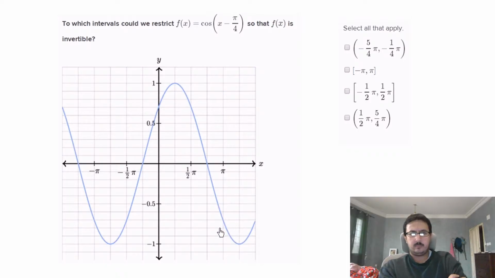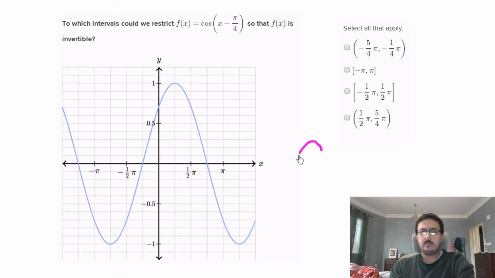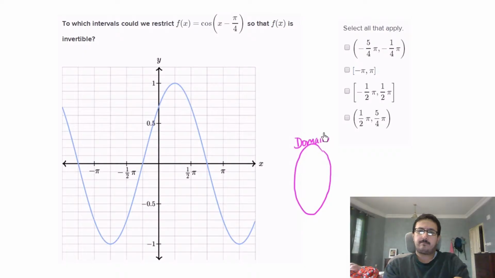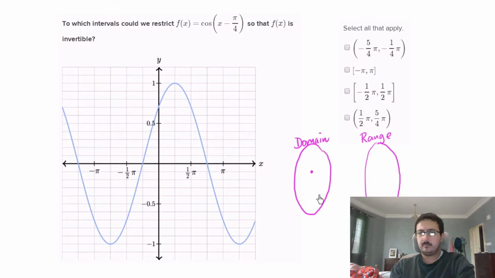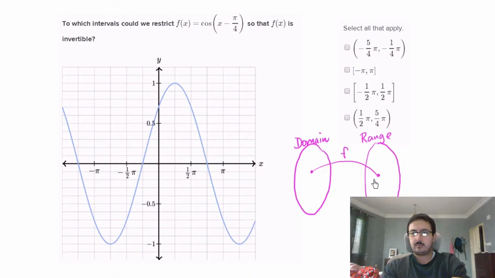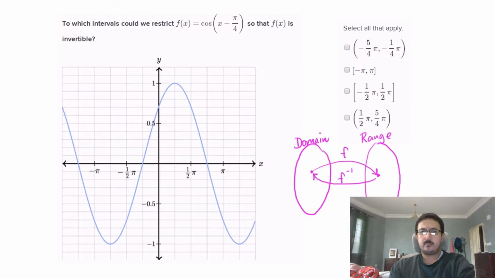So let's just think about what it means for a function to be invertible. A function is a mapping from a set of elements that we would call the domain. So this right over here is our domain, and this over here is our range. A function maps from an element in our domain to an element in our range. That's what a function does. Now the inverse of the function maps from that element in the range to the element in the domain. So that over there would be f inverse. That's the direction of the function, and that's the direction of f inverse.